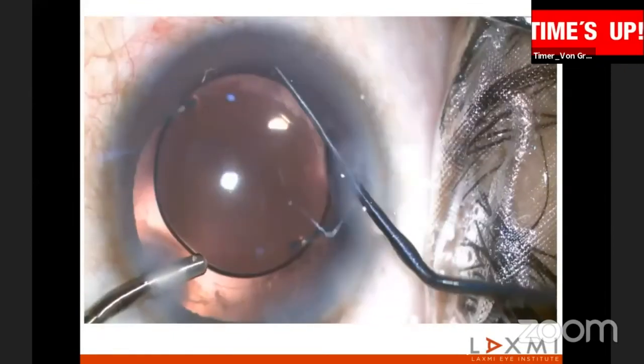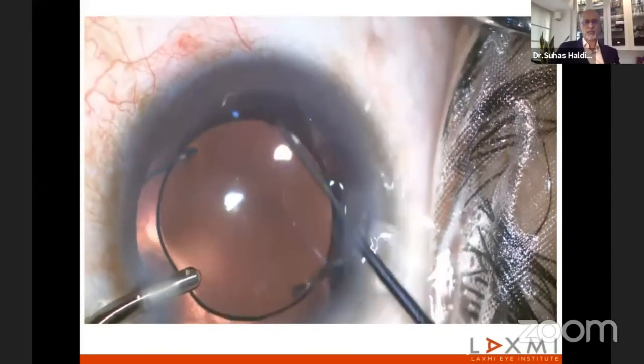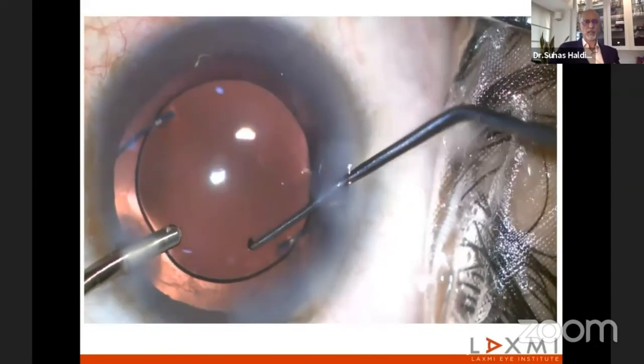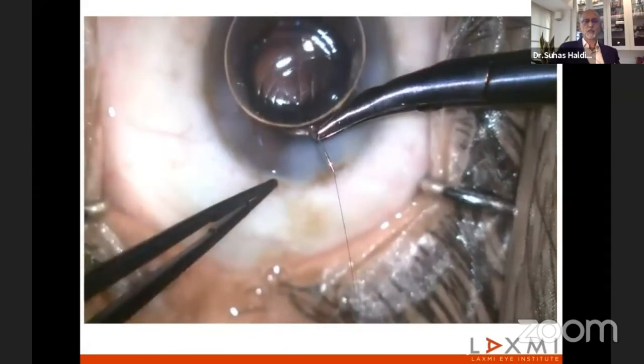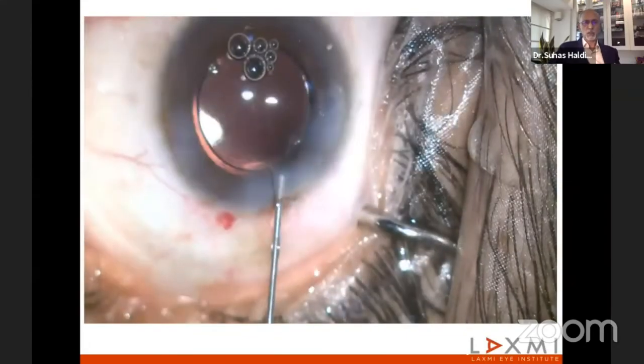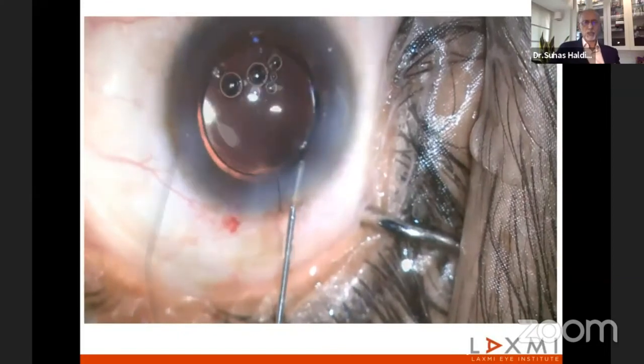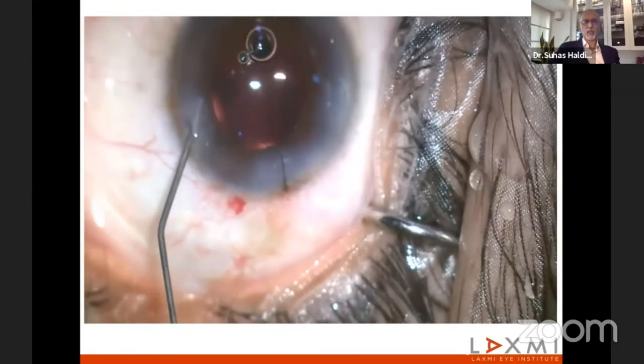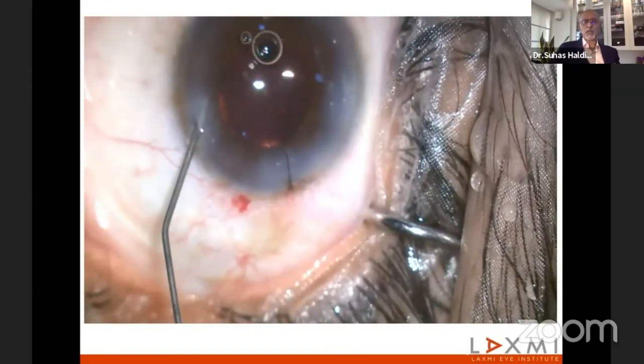And then, if I'm lucky enough to have a rhexis which is not very big, once the lens is placed properly in the sulcus, I try and capture the optics, inject the pilocarpine, constrict the pupil, and ensure that the haptics are not tucked anywhere other than in the sulcus.